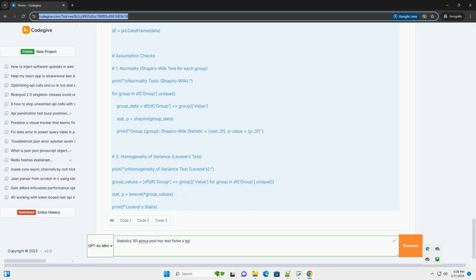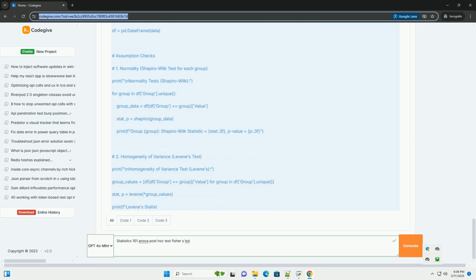Code example, Python with statsmodels and scipy. Explanation of the code. 1. Import libraries. Imports pandas for data manipulation, statsmodels for ANOVA, scipy.stats for the t-distribution, and numpy for numerical calculations. 2. Sample data. Creates a pandas data frame with sample data; replace this with your actual data. The data should have a group column indicating the factor level and a value column for the dependent variable.